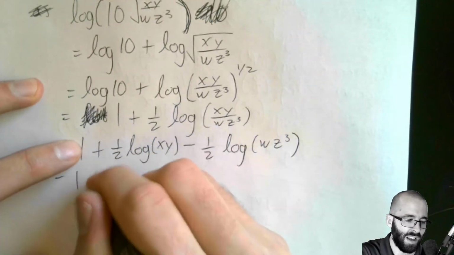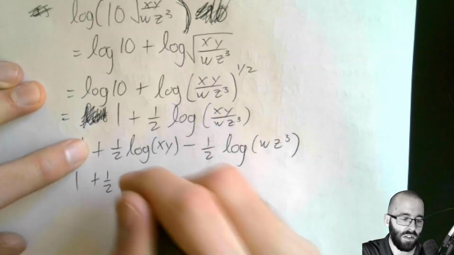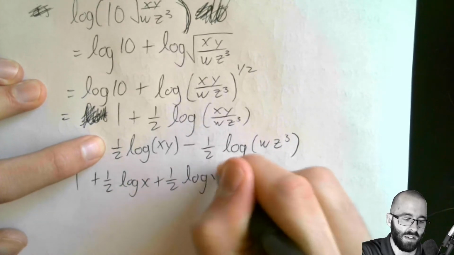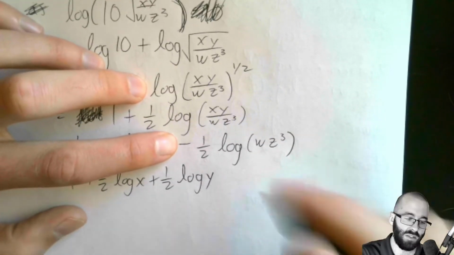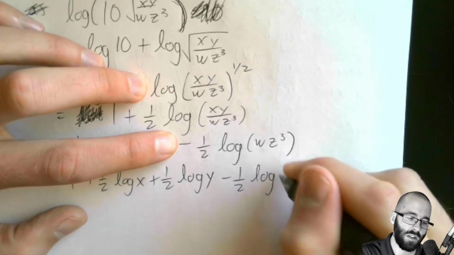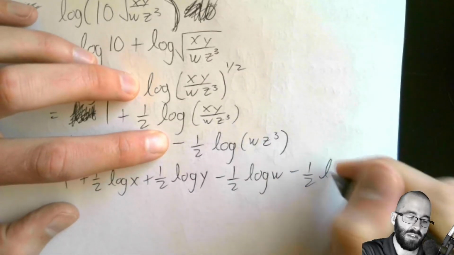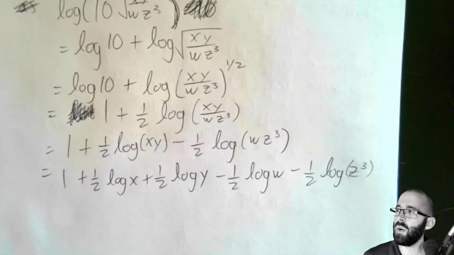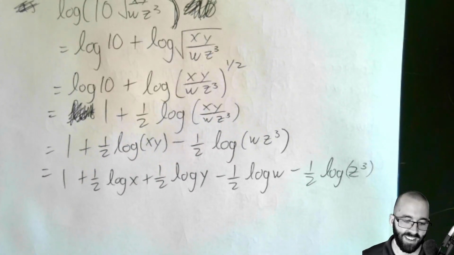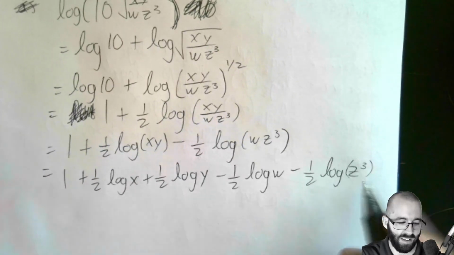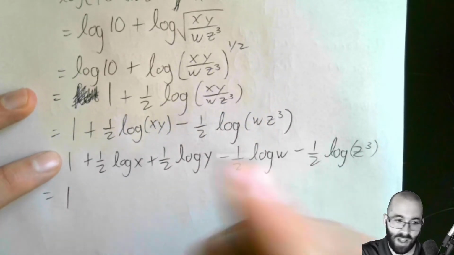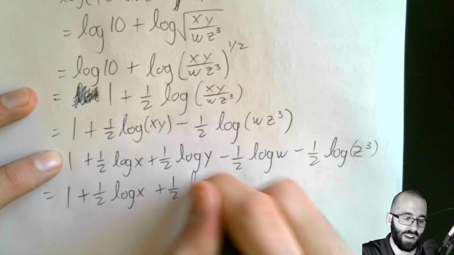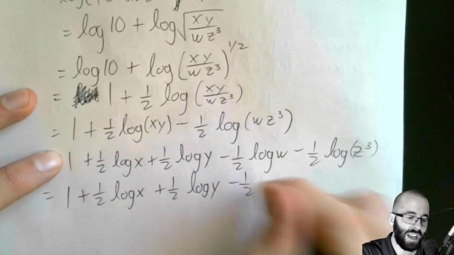All right, so we got 1 plus 1/2 log of the first plus 1/2 log of the second minus 1/2 log of the first minus 1/2 log of the second. But wait, there's more. We can use the power rule again. So we're going to get, very expanded out, 1 plus 1/2 log of x plus 1/2 log of y minus 1/2 log of w.